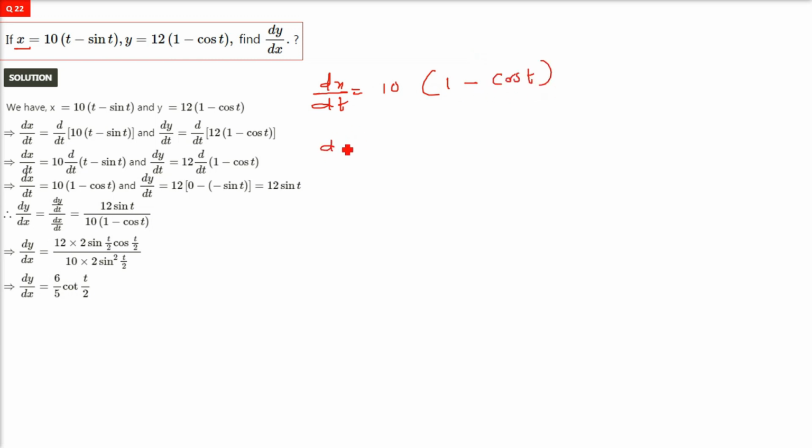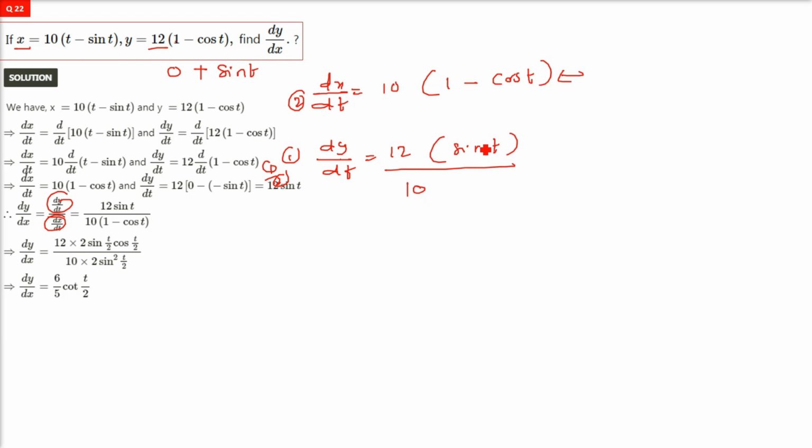Dy by dt is equal to 12. 1 is 0, and cos t is minus sine t. So minus minus becomes plus, so sine t only. And now we'll take dy by dt by dx by dt so that we can get dy by dx. So 1 divided by 2 we have to do. So dy by dx is going to be 12 sin t divided by 10 into (1 minus cos t). Alright.